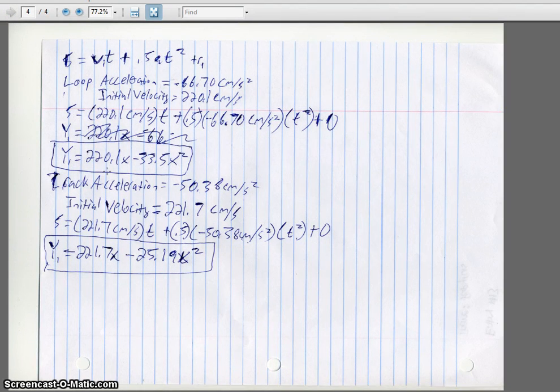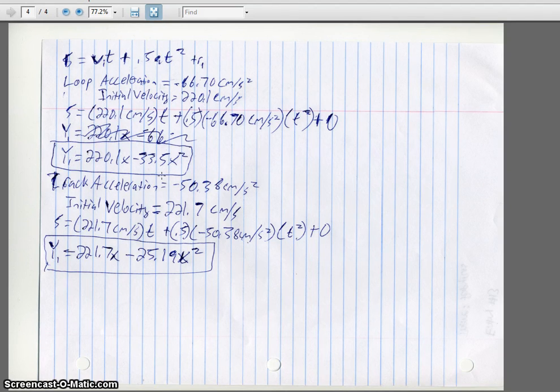And here's, I'll try to make an equation of it. So here's a formula for distance based on acceleration. It's initial velocity times time plus half of acceleration times time squared plus the initial location. So plug that all in. Comes out to be 220.1 centimeters a second times time plus 0.5 times negative 66.70 centimeters a second squared times time squared plus 0, because initial 0 centimeters.